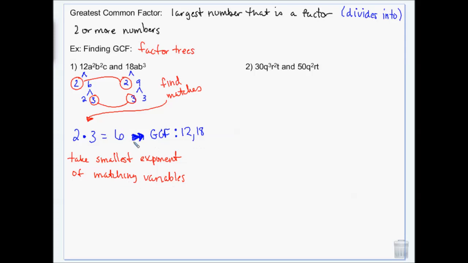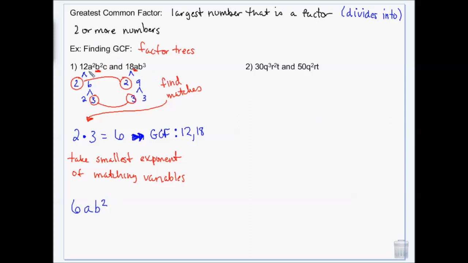Okay, so I've got the number, the 6, that's for the numerical part. Now I need the variable part. Okay, I have an A squared and an A. A is smaller. So I'm going to take the A. So I've got 6A. And then I have a b squared and a b to the third. b squared is smaller. So I'm going to take b squared.